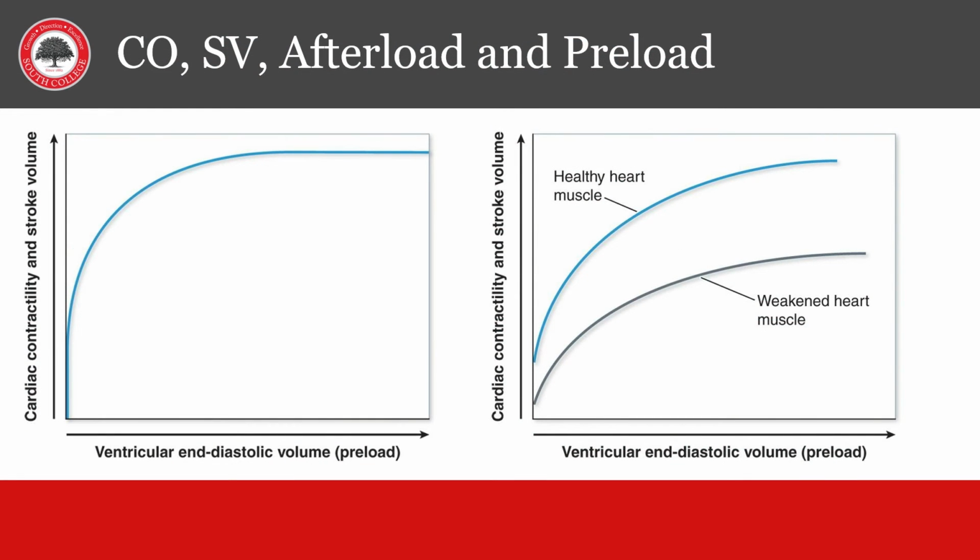Cardiac output and stroke volume will increase with increasing preload to a point, and that point is when the right ventricle cannot handle any more volume, or the maximum ventricular diastolic volume is reached. This is seen in the first graph on the right. If the heart muscle is weakened, then the CO and SV will not increase as fast with increasing preload, as seen in the second graph.